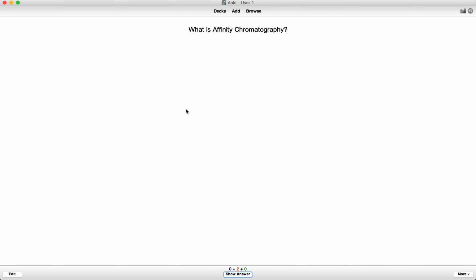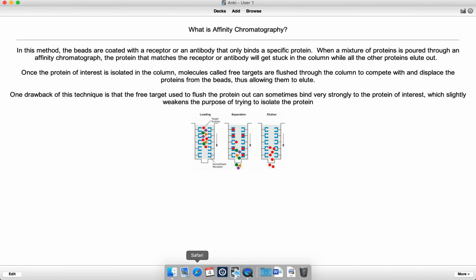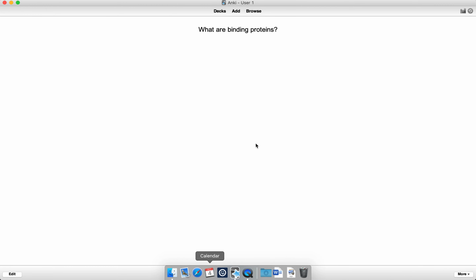Affinity chromatography uses receptors, which are proteins that recognize a specific protein. When you pour a mixture of proteins, the selected protein will remain bound while the other proteins elute out. Binding proteins are proteins that bind to a specific molecule with high affinity, such as hemoglobin, the oxygen binding protein, or DNA binding proteins.